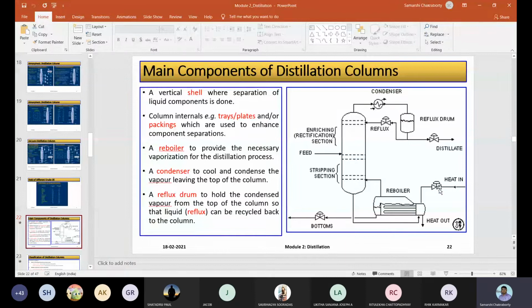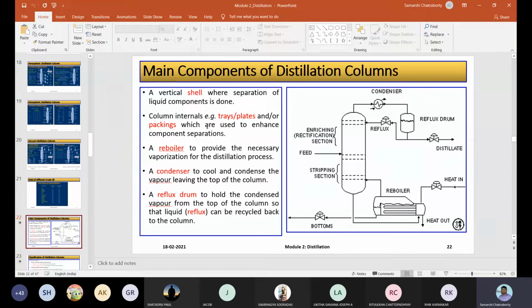If you want to reutilize some amount of heat from waste sources, let's say some gas is coming out and you want to utilize that heat in your reboiler, those arrangements are also there. So, if I want to list the five main components of my distillation column, I would list these five components.